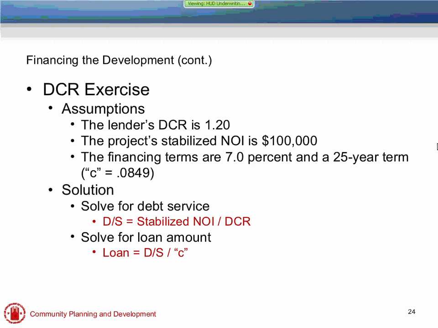What I'd like you to do is first calculate the amount of debt service they're willing to allow, and that means dividing the stabilized NOI by their coverage ratio. And then next, calculate the loan amount, which means take that debt service figure you just calculated and divide it by the mortgage constant, and that will tell you how much they can loan and still stay within their debt coverage ratio. So everybody take a couple of minutes here and do this calculation.